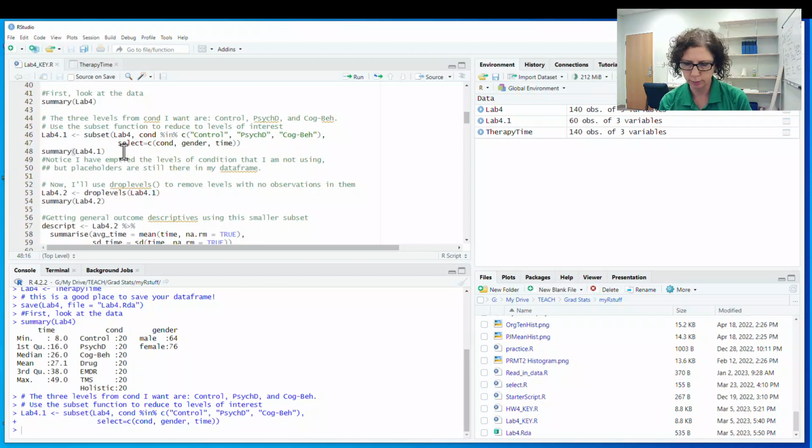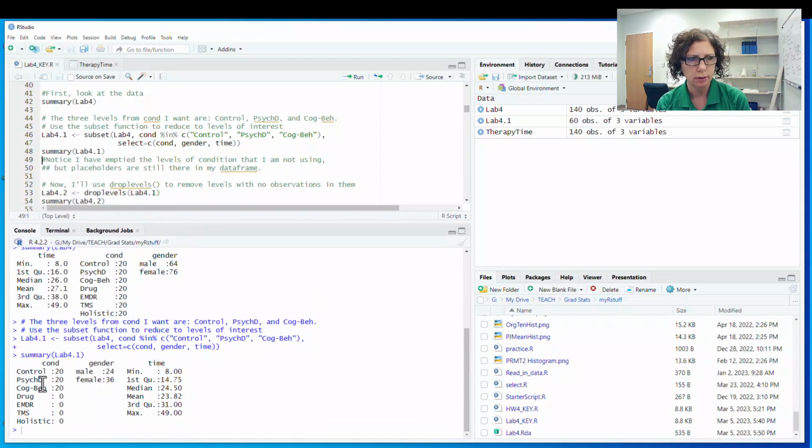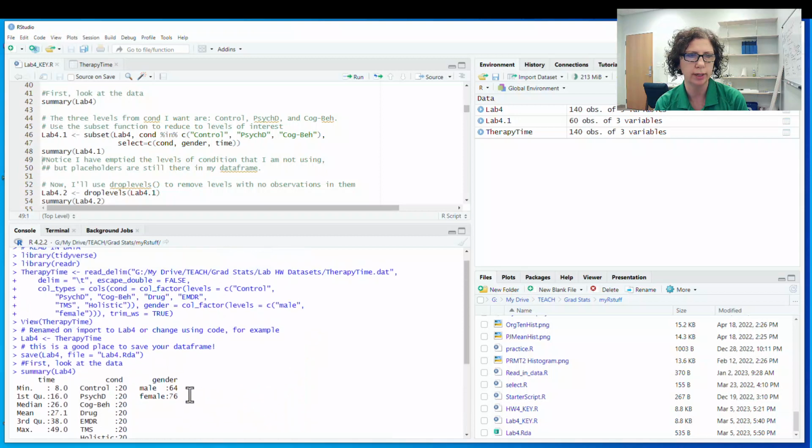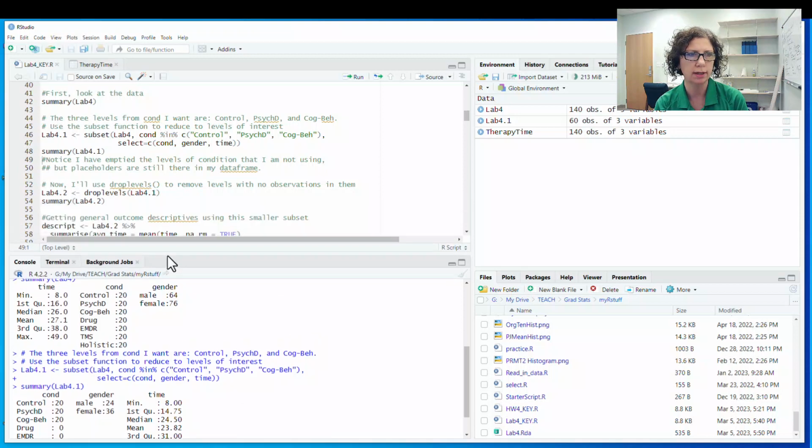So now let's take a look at what we have. You'll see here in the console, I have the 3 I want with the 20 in each of those conditions, but it still kept the 4 that I don't want, but with zeroed out. So it dropped the cases, but it still left the level in the data set, which is going to be a problem. But notice that I now have less people here. Now I have 24 and 36 male, female, whereas before I had 64 and 76. So it dropped them, but it kept those levels just zeroed out.